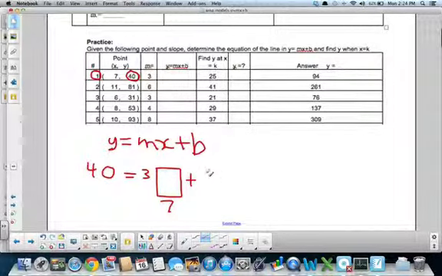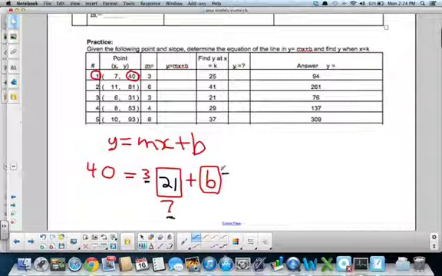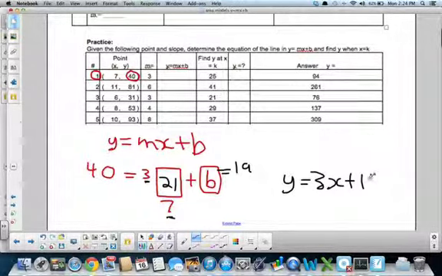Plus I need to figure out what the constant b is. So in this case, I know that 3 times 7 is 21. 21 plus the constant is 40. That makes the constant worth 19. And my equation becomes y equals 3x plus 19. So I can fill that in here: 3x plus 19. And what this means, by the way, is the 25th shape.